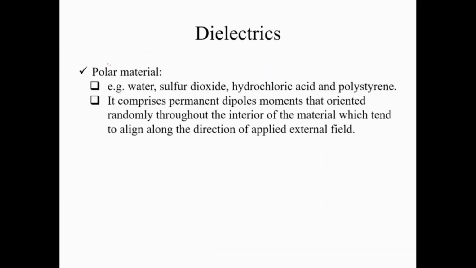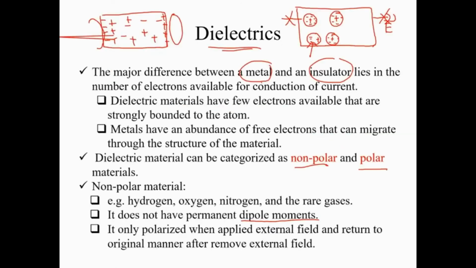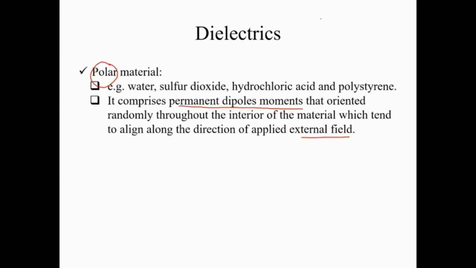For polar materials, such as water, sulfur dioxide, hydrochloric acid, and polystyrene, they comprise permanent dipole moments that are oriented randomly throughout the interior of the material, which tend to align along the direction of the external field. Even though you have removed the external field, the dipole moments do not go back to their original shape anymore. They remain like this. This is the polar material.